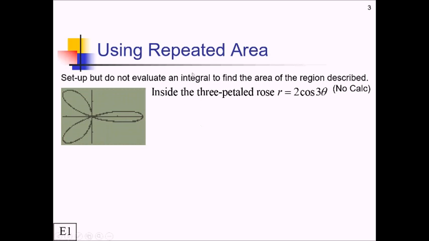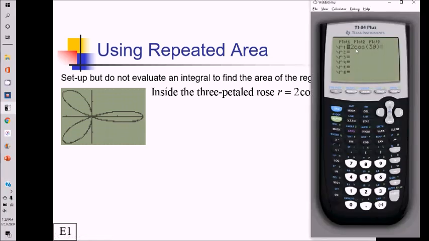Here we're trying to set up but not evaluate an integral that gives us the area inside this three-petaled rose described by this function here. Now this is a no calculator problem, but to show you why this is in the tricky area section, I'm going to actually cheat and use the calculator. So here's my function in r equals in polar mode, and I've already got my window set to 0 to 2 pi, so let me zoom 0 this thing and see what this looks like on a graph.